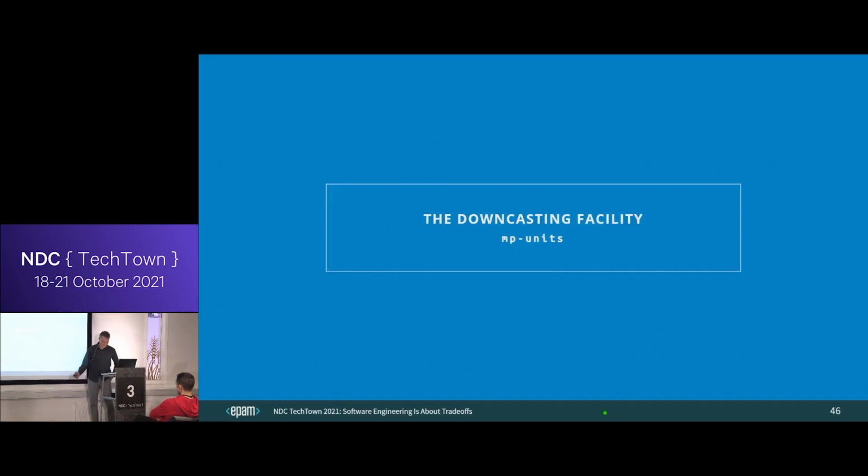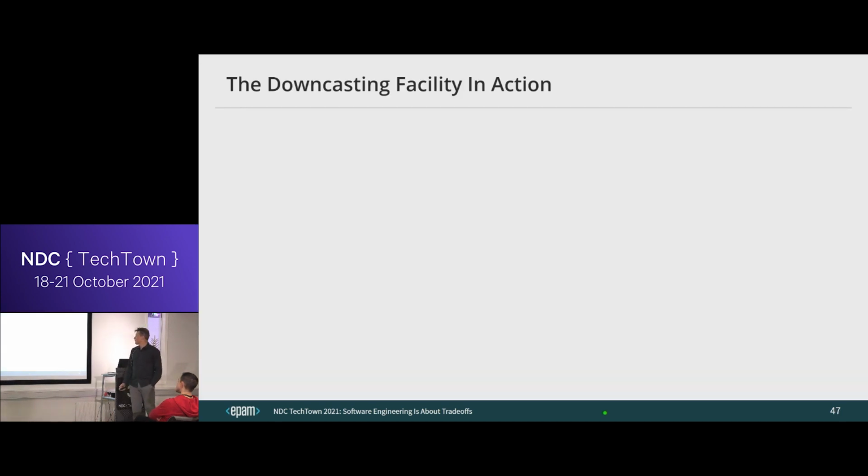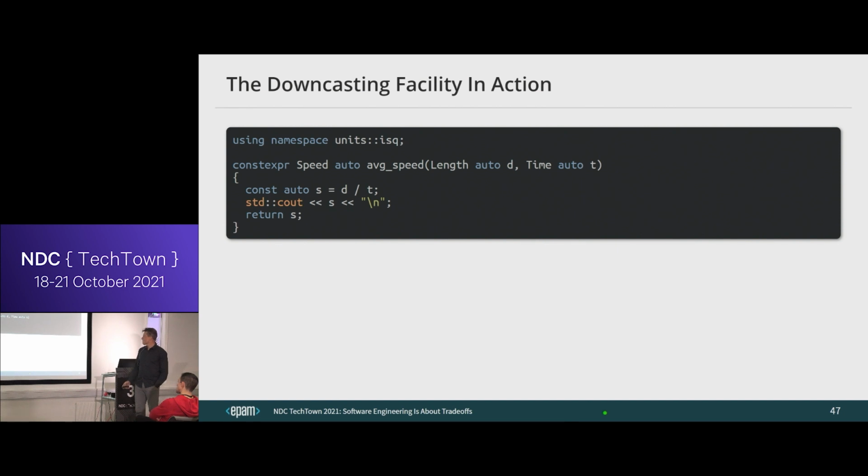All right, and the last thing that I wanted to discuss with you is the Downcasting Facility. Maybe you've seen my talks about this one. This is a really great thing that I'm really proud of, but it also turned out that it may expose some problems. What is this about? Basically, it allows us to have a really nice user experience.